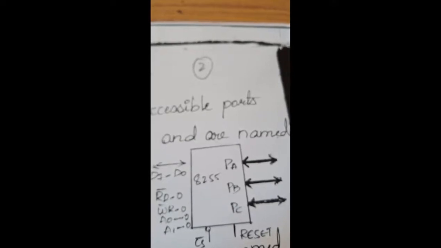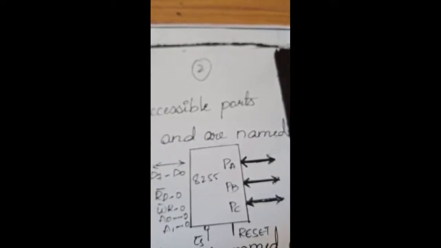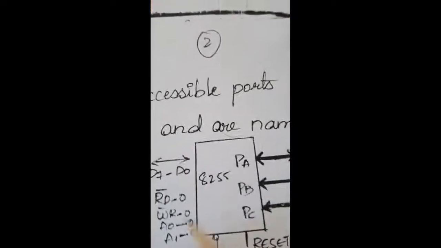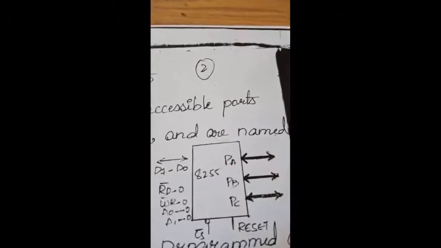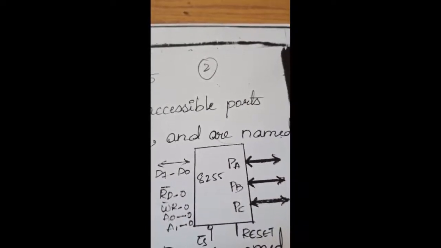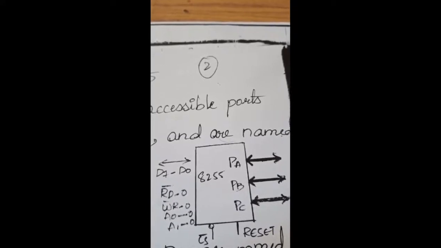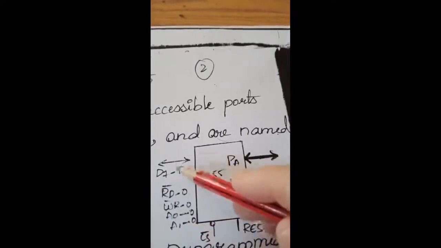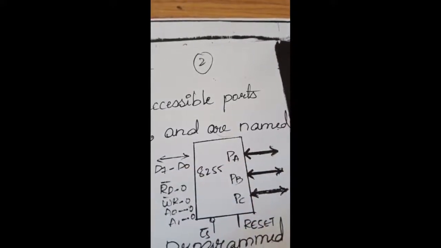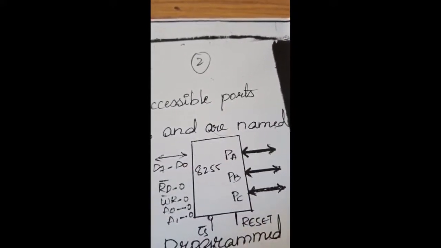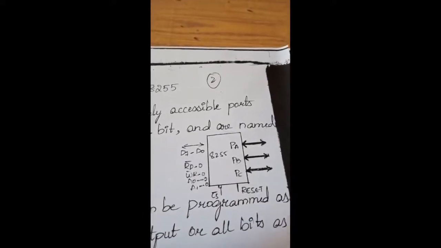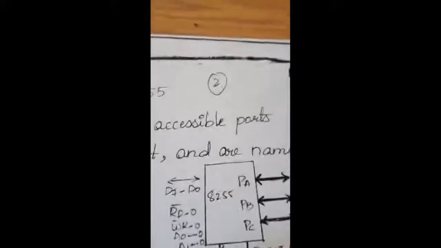In the notes PDF file, I have already sent it to you on WhatsApp. Refer to the notes once this topic is over. This is your block diagram of the 8255: port A, port B, port C. Then you should write RD bar, WR bar, A0, A1, and D0 to D7. The pin diagram we have learned already, and the block diagram is nothing but this.